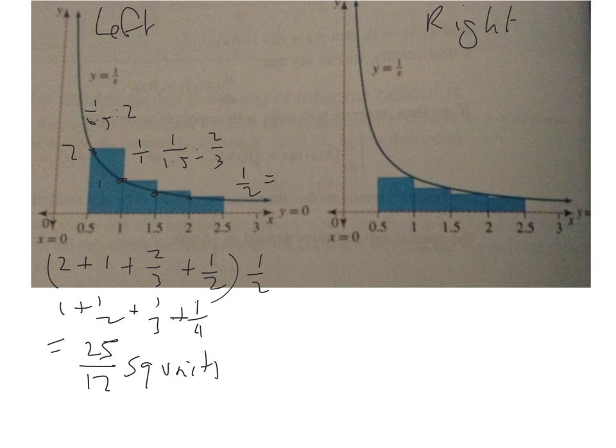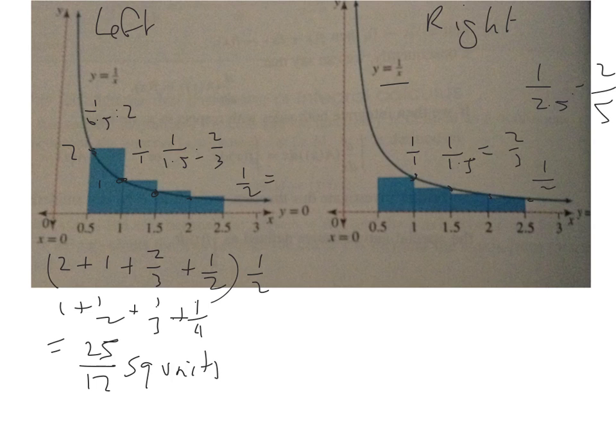Now, with the right endpoint, look at that point there. We have our function, 1 over x, so it ends up being 1 over 1. Here we have 1 over 1.5, which ends up being, like we said before, 2 over 3. Here we have 1 over 2. And then for our last point, we have 1 over 2.5, which translates to 2 over 5.